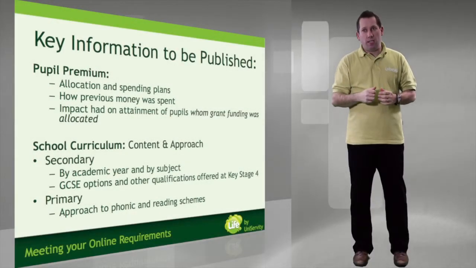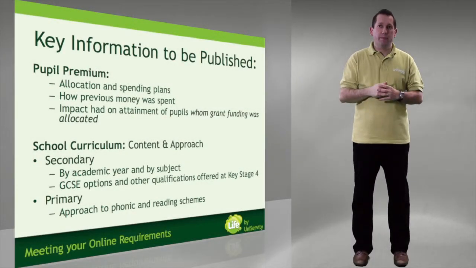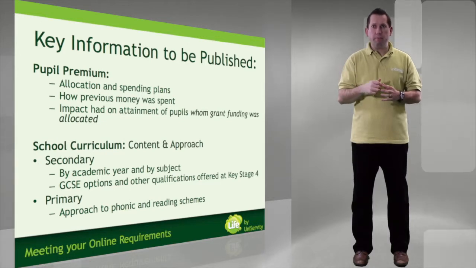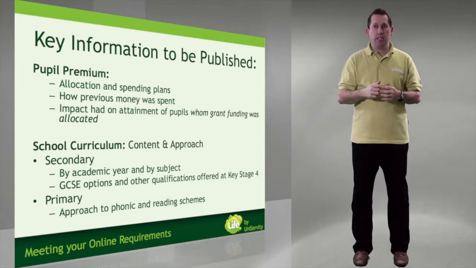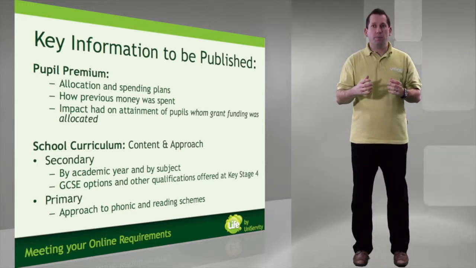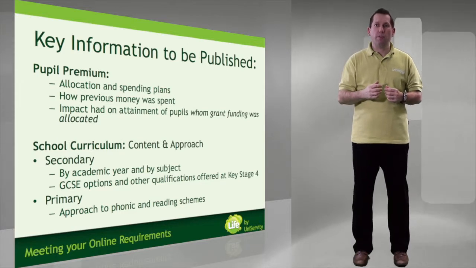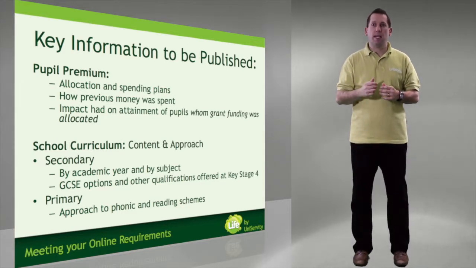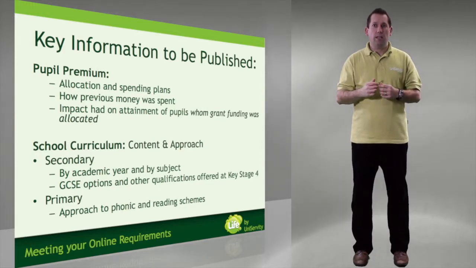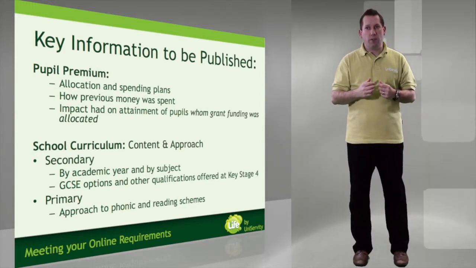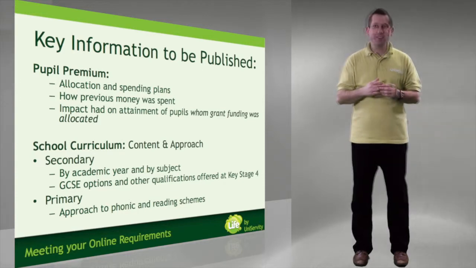The key information that schools are required to publish online include pupil premium. This is details of the school's pupil premium allocation and their plans to spend it in the current year. And, for the previous year, a statement of how the money was spent and the impact that it had on educational attainment of those pupils at the school in respect of whom the grant funding was allocated.